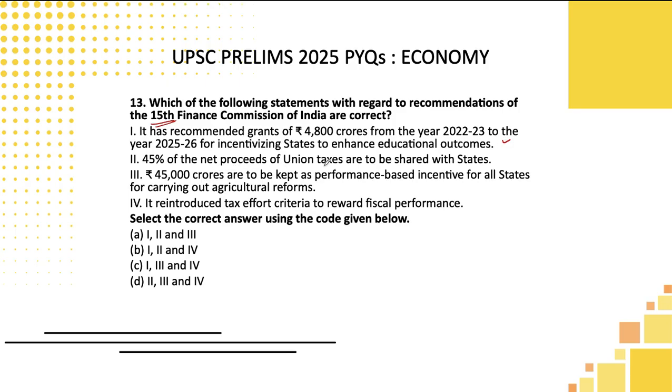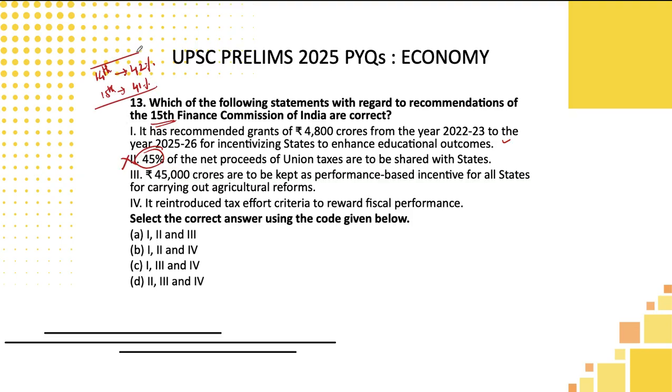45% of the net proceeds of union tax are to be shared with states. This is totally wrong, students. What we know very well is in 14th Finance Commission, the center has to give 42%. If it collects 100 rupees, it has to distribute 42 rupees to the states in India. In 15th Finance Commission, after the creation of Jammu and Kashmir, it has not increased the states' devolution. Rather, it has decreased it by 1%. So there is no possibility of 45% coming here, you directly eliminate it.